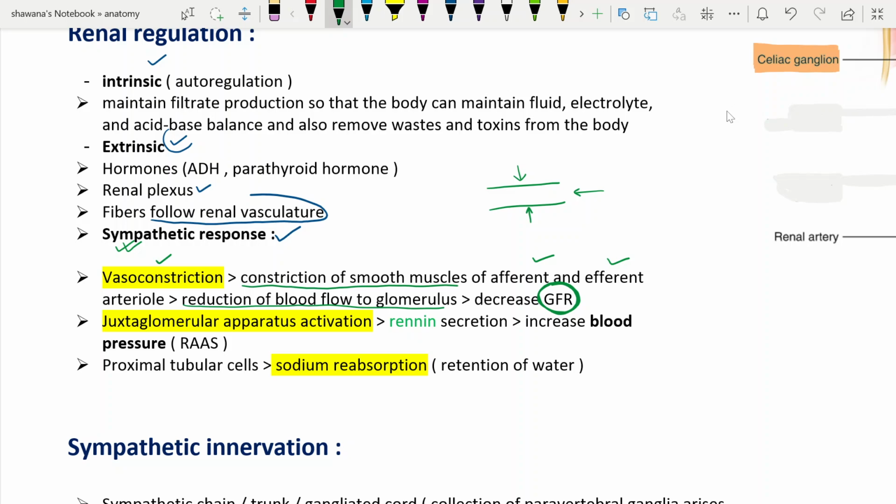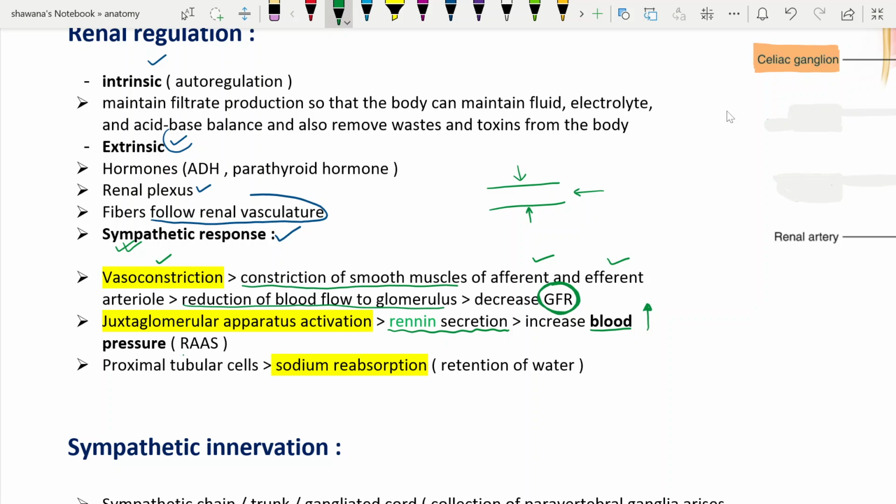The juxtaglomerular apparatus is located in the macula densa, and it is formed by the distal convoluted tubules, and it is close to the glomerulus mainly. Okay, and the main function of the juxtaglomerular apparatus is the renin secretion. Renin is a hormone, and it is a very important hormone in the regulation of the blood pressure, and it increases the blood pressure. The main function of the renin is to increase the blood pressure via RAS system.